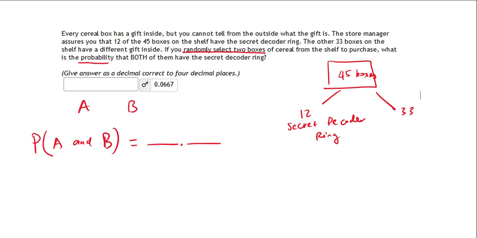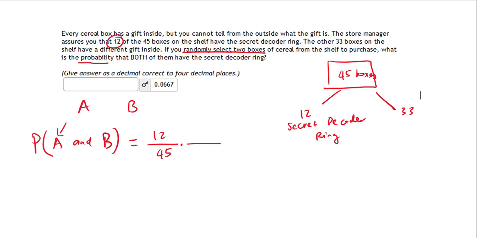Now the first time that you select the box, we are looking for the first one to be the one that has the secret decoder ring. So we know that inside the 45 boxes, 12 of them have the decoder ring. So we have 12 out of 45. And after you take it out, we keep it and we pick another one. And the next one also has to be the one that contains the decoder ring.